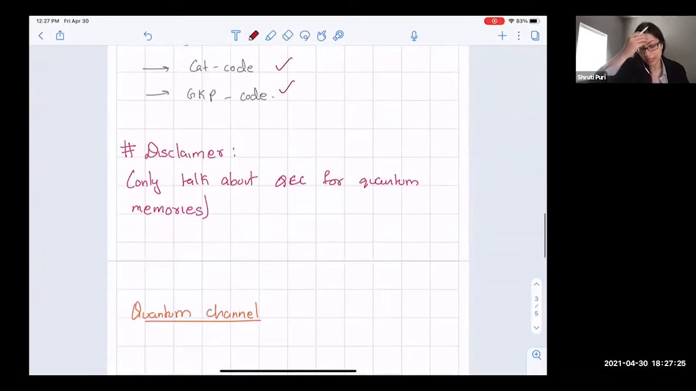Also, a disclaimer: in this talk, we'll only talk about error correction for building a quantum memory. I'm not going to talk about how you would do all the gates, a universal gate set, in this system. It's just going down a rabbit hole, which I want to avoid doing here. But again, those are questions that we can take up in the discussion.